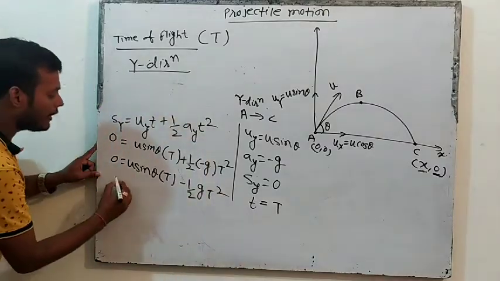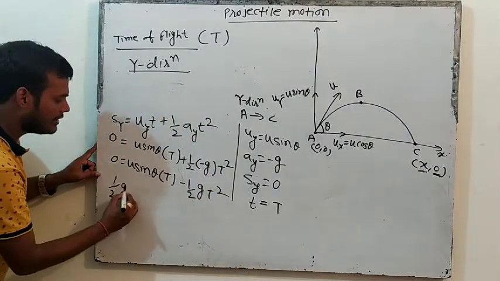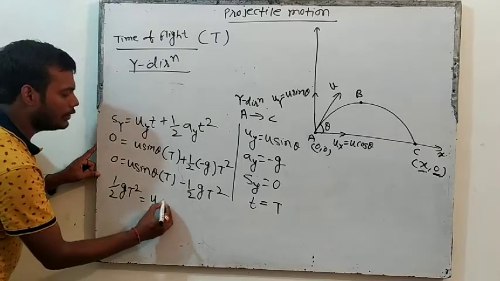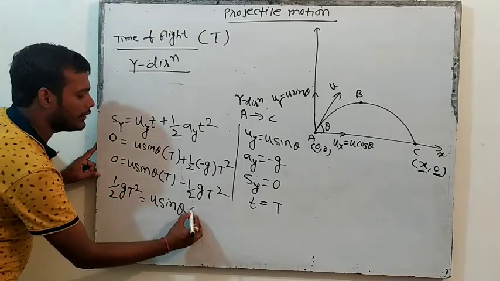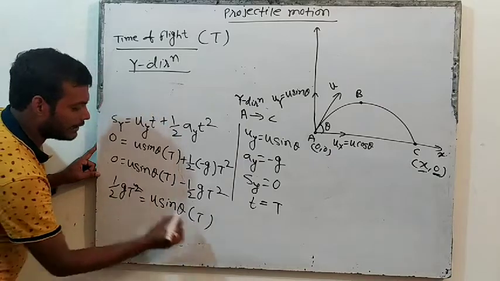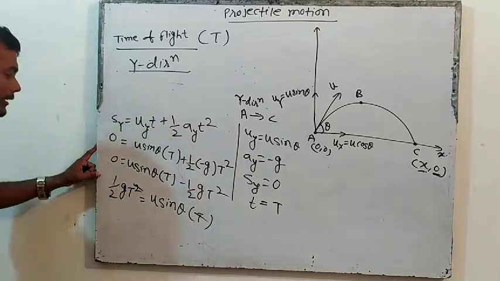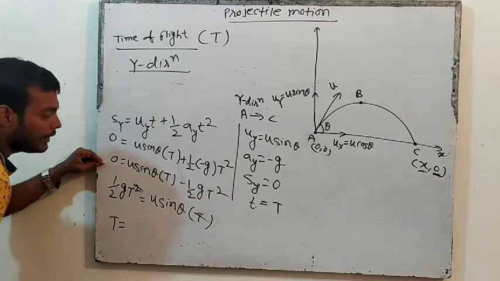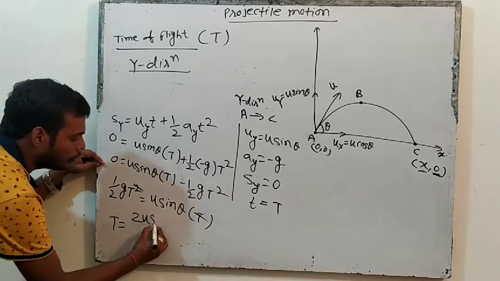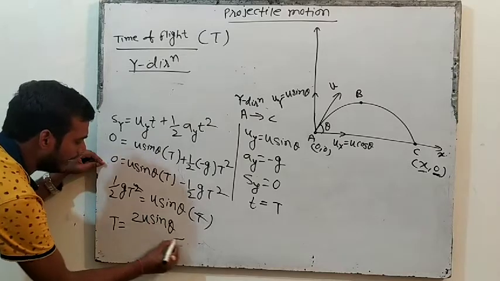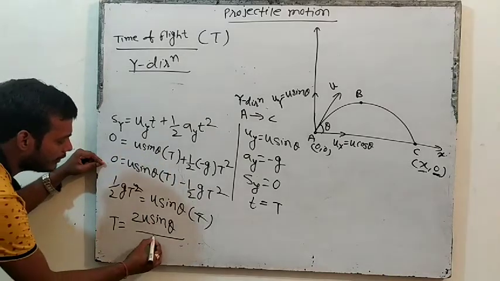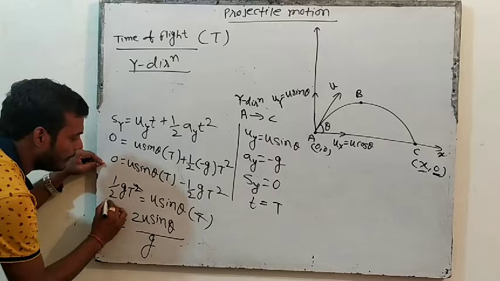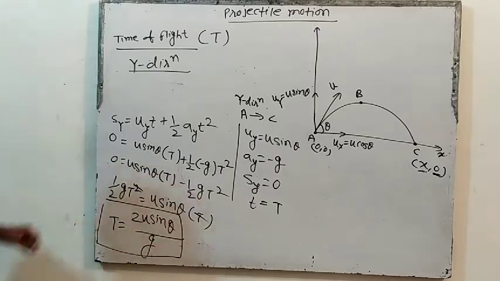So if this term will come here, what will be this? Half g t square is equal to u sin theta into t. Can we write? Now this t and this t will cancel. So what will be this t? This 2 will go and it will multiply with this, so this will become 2u sin theta. And then this g will come here. This will divide. So time of flight will be how much? 2u sin theta by g. Time of flight will be what? 2u sin theta by g.